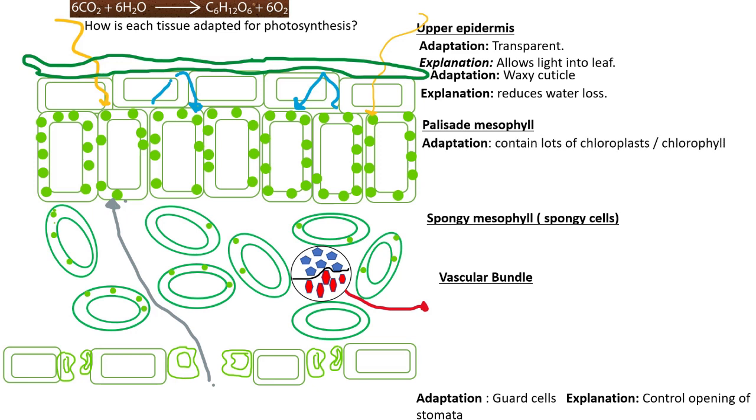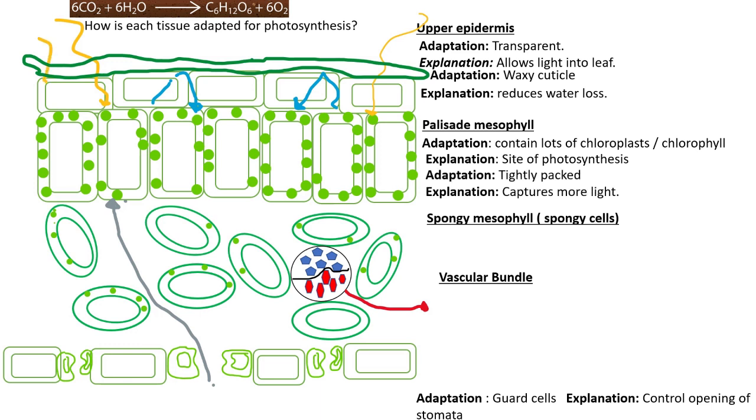Now, just below that, we have tightly packed cells called the palisade cells. The palisade mesophyll contains lots of chloroplasts, chlorophyll to absorb the light. It's the site of photosynthesis. Great. Now below that, we have the spongy mesophyll, filled with spongy cells.